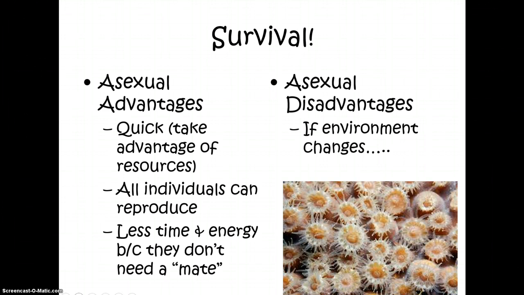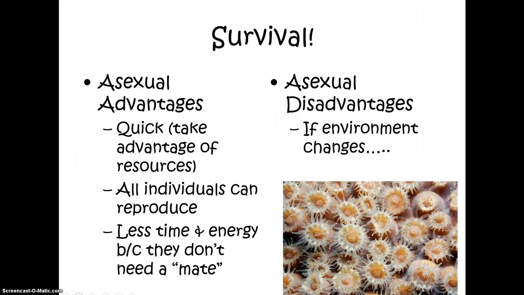All individuals can reproduce, so one cell is going to divide into 2, and each of those cells can then reproduce and make more. And it requires less time and energy because they don't need to go through any of the behaviors or produce any of the reproductive structures, or go to the trouble of finding a mate or an organism of a different gender, if you will.